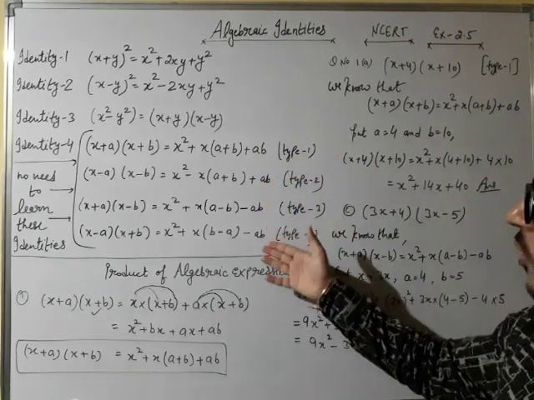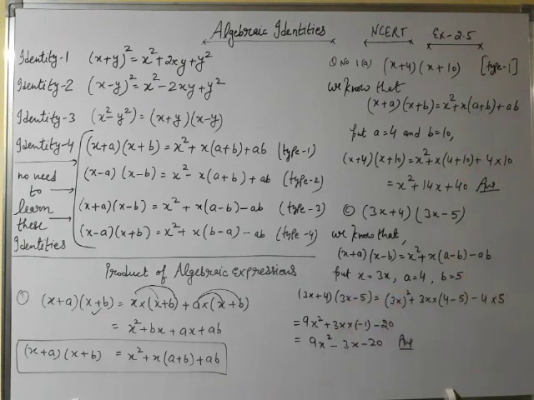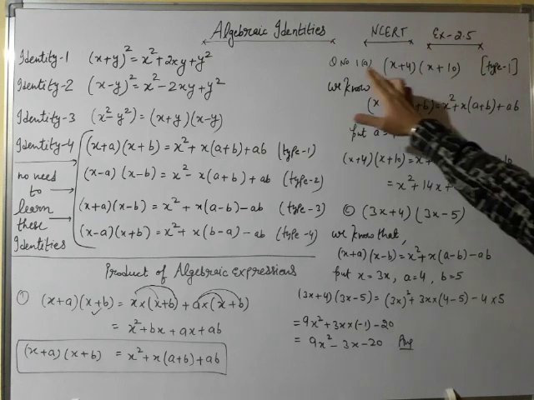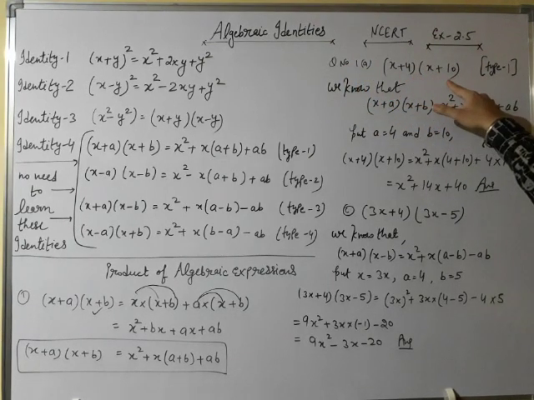So we can prove all these properties like that. Now move on to our main topic, NCERT exercise 2.5, question number 1, first part. We have to solve (x + 4)(x + 10).